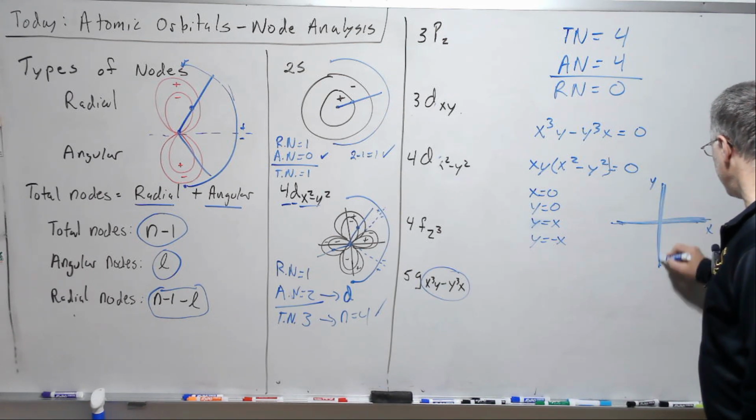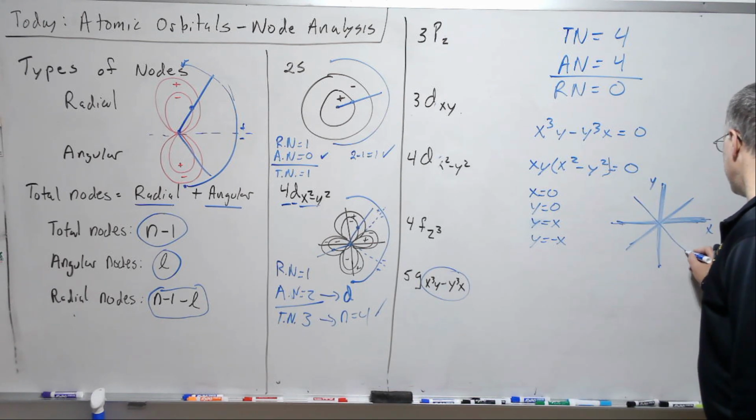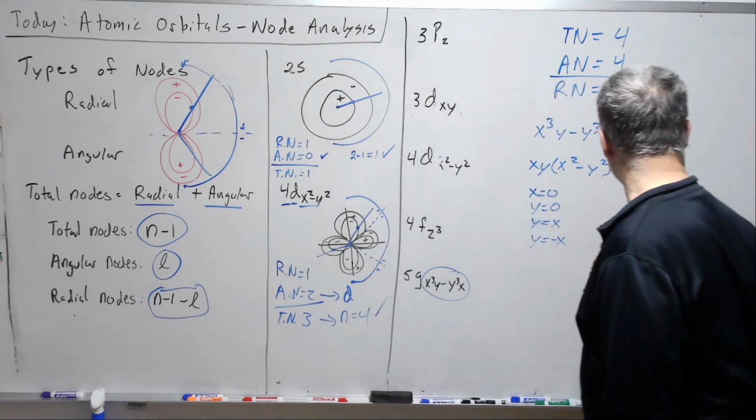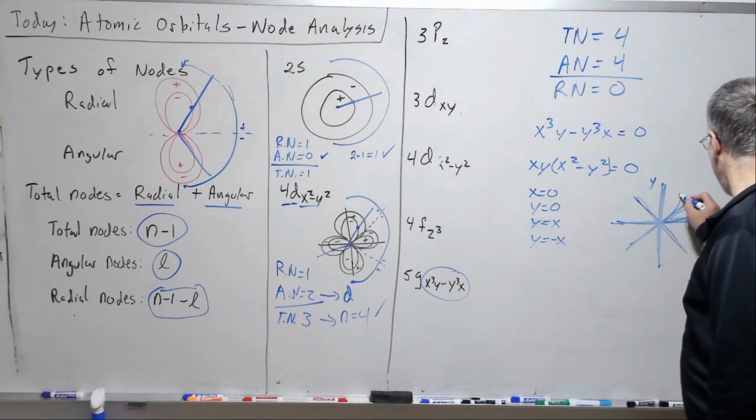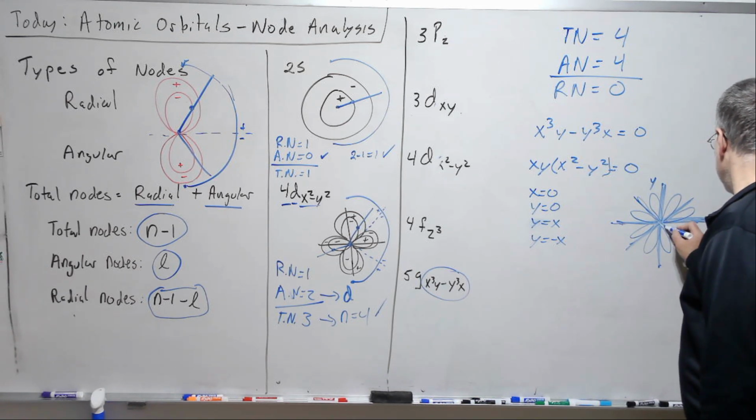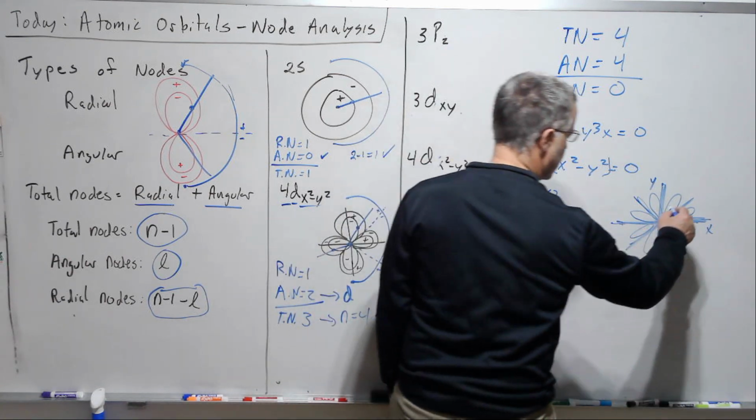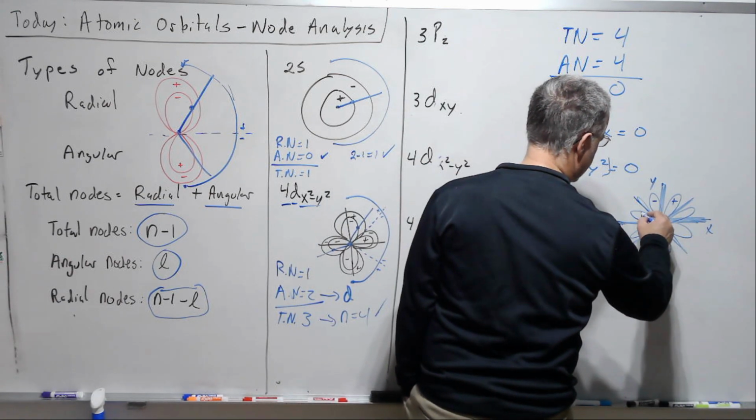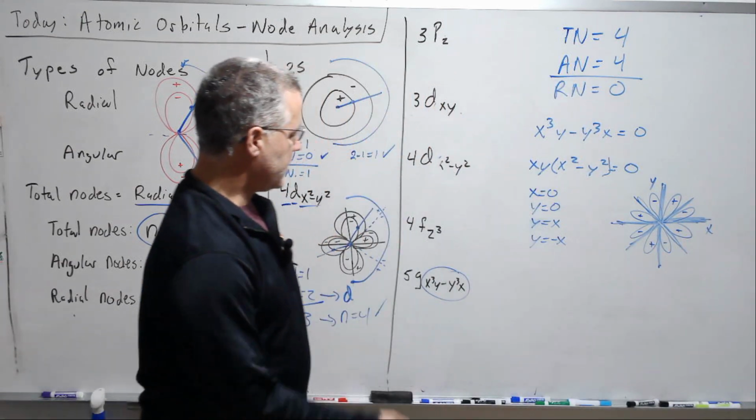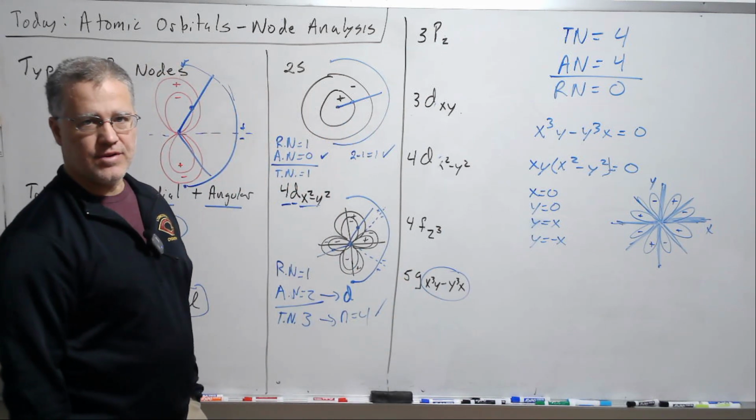That's here. X equals 0 is right here. X equals y is here. X equals minus y is here. And now the lobes will draw themselves. So we get this many-petaled flower here. And again, we are free to choose plus, minus, plus, minus, plus, minus, plus, minus. And that's our picture of the 5G x3 y minus y3 x.